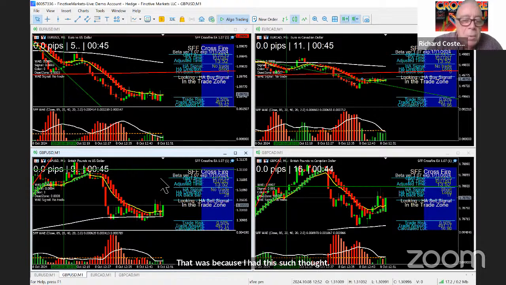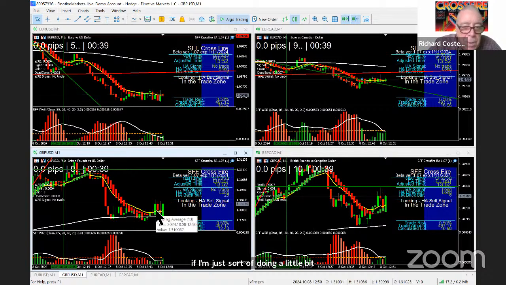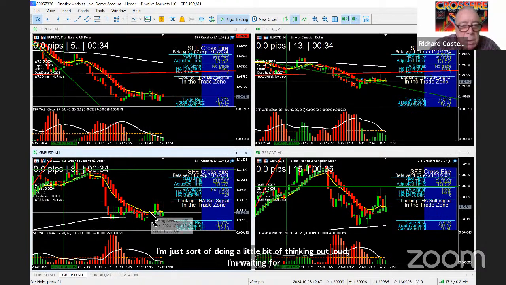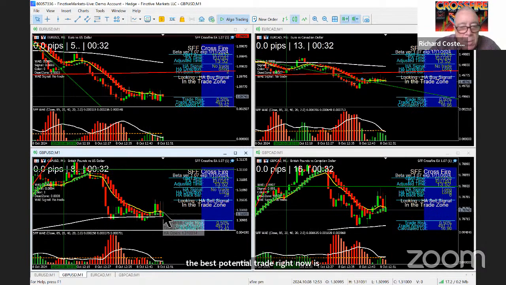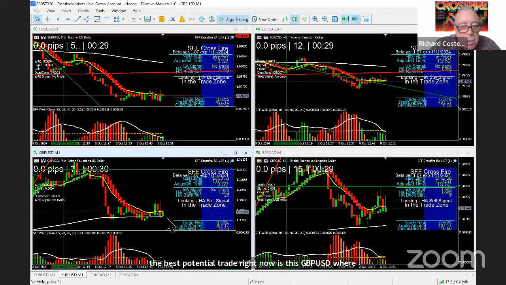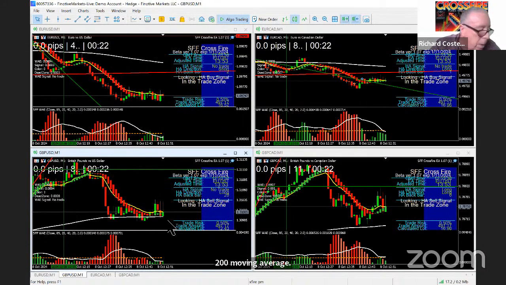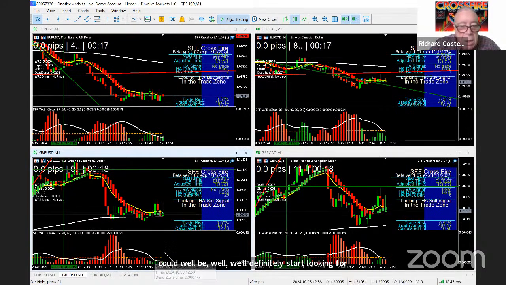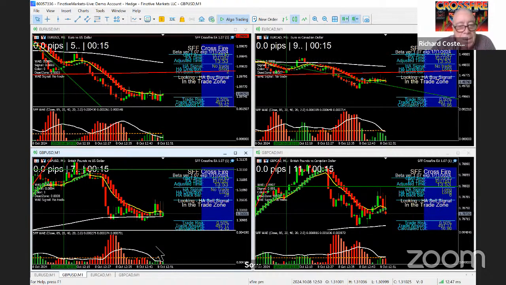If I'm just doing a little bit of thinking out loud, the best potential trade right now is this GBP USD, where if the 13 moving average crosses over the 200 moving average, we'll definitely start looking for a sell. We need the water atta to change dramatically, but it can change quite dramatically. So we'll keep an eye on GBP USD.